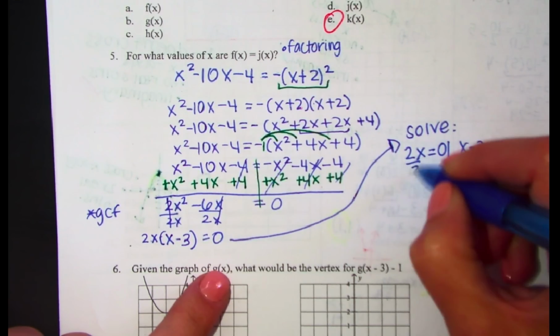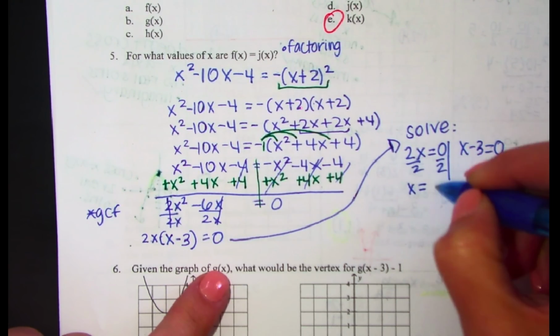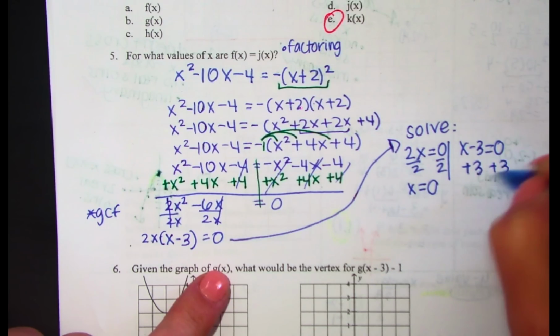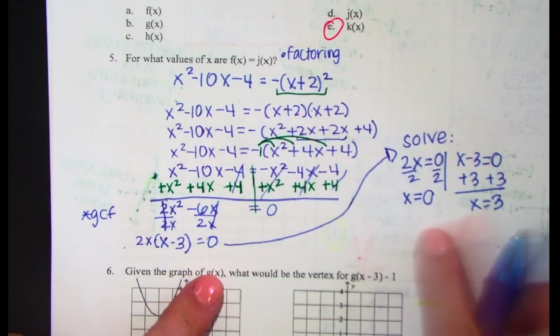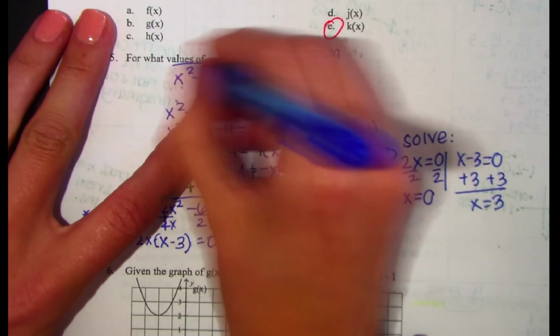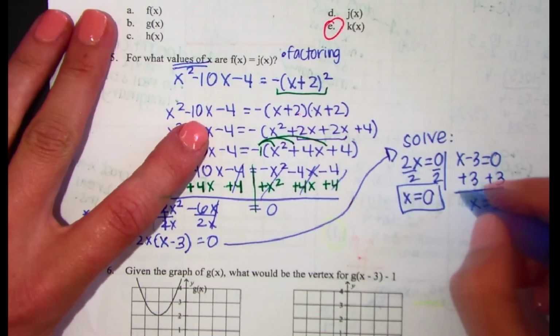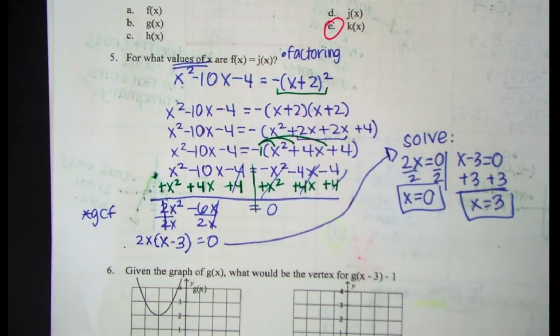And then I solve. I divide by 2 to both sides. 0 divided by 2 is 0. And x is equal to 3. I'm not going to plug these back in because they just wanted the values of x. So my answers are 0 and 3.